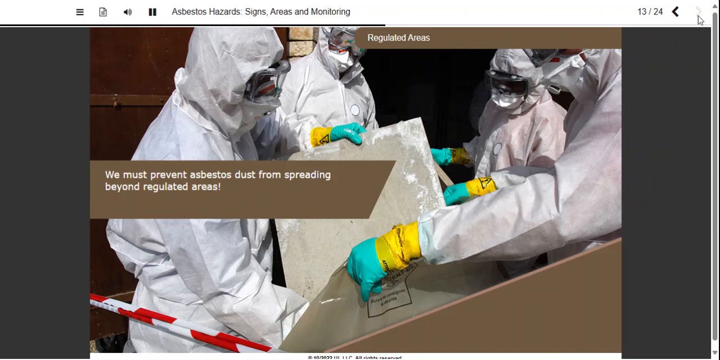Asbestos fibers can even land on clothing, skin, and hair. People may carry them home where their loved ones may inhale them. The specific controls to protect people inside and outside the regulated area vary depending on the type of work and scope and severity of potential exposure. They may include plastic sheet barriers and separate negative pressure ventilation systems.